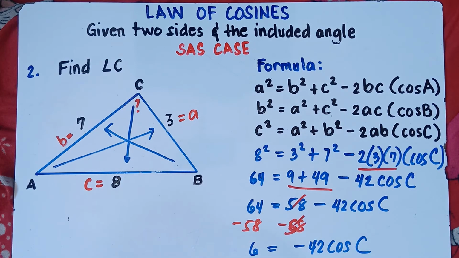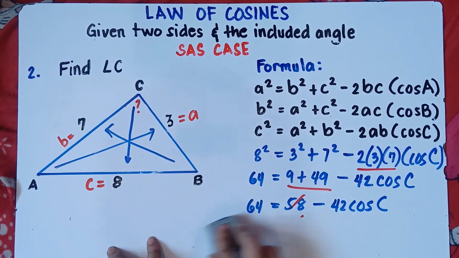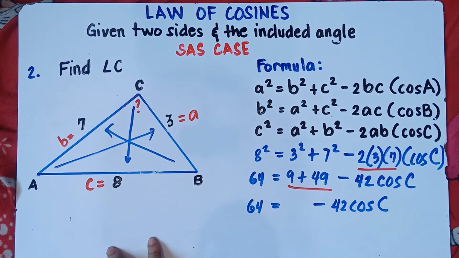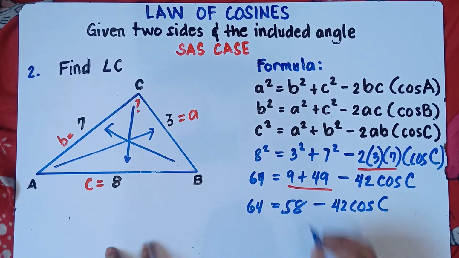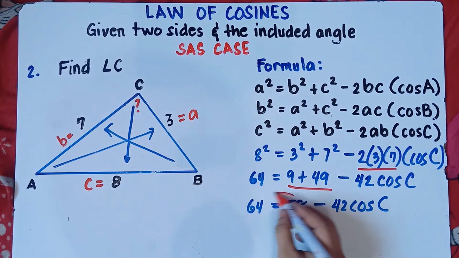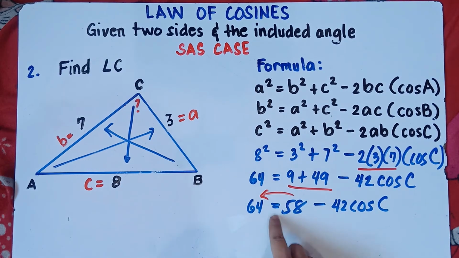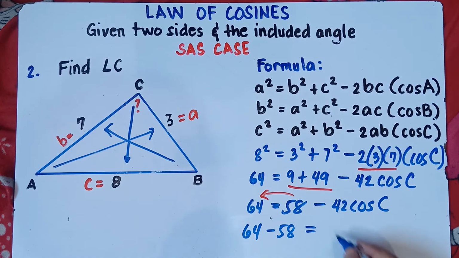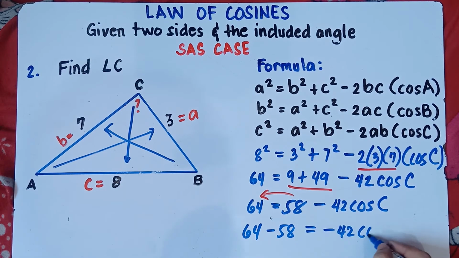You can do that, but once again, class, most of the students are so confused with these properties of equality. So for you not to be confused, simply transpose this 58 from right to left. Once you transfer from this equal sign, you change the sign. So this will be 64. This is positive 58, it will be negative 58. Copy the equal sign, then negative 42 cosine C.